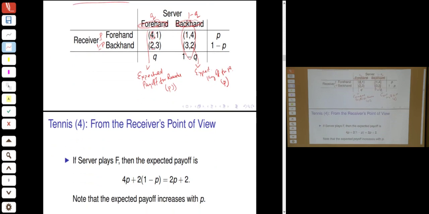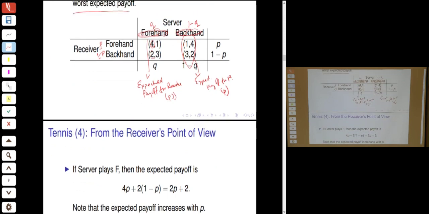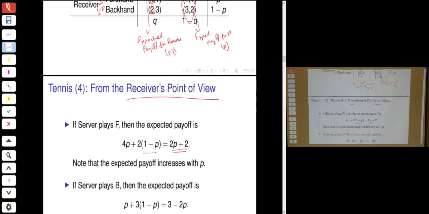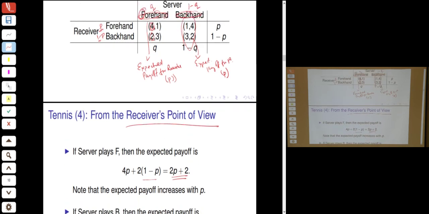So let's calculate the expected payoffs. If the server plays F, then the expected payoff for the receiver, so we are analyzing the game from the receiver's point of view at the moment, is 4 with probability P and 2 with probability 1 minus P. So you can calculate the expectation of this random variable and you will get 2P plus 2. Notice that in this column, when the server plays forehand, the expected payoff for the receiver increases with P because it is 2P plus 2.